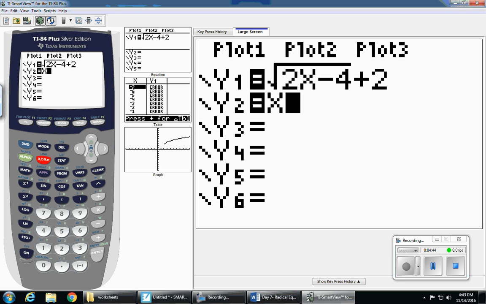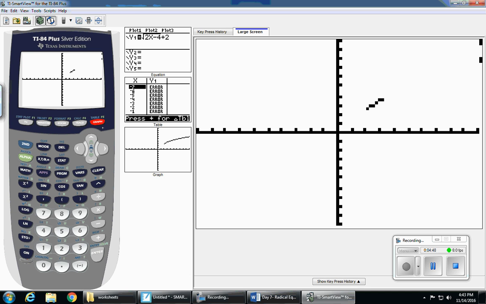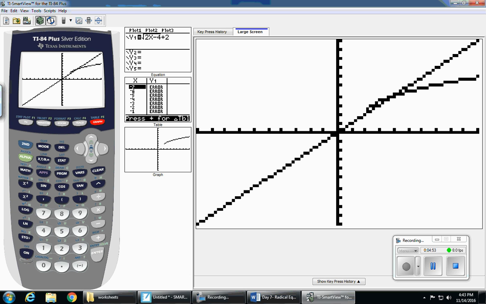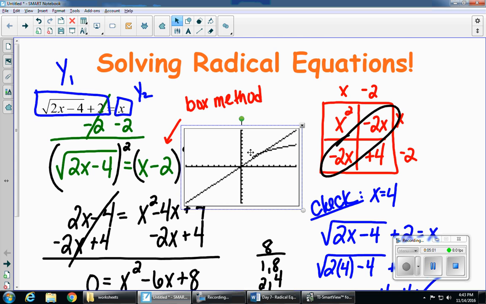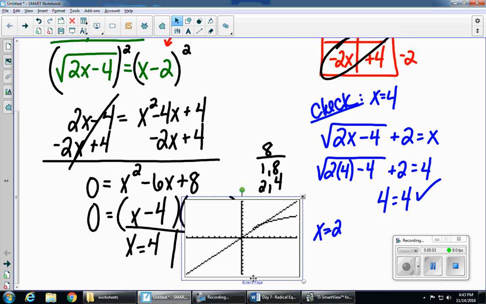So those are your two equations. So now I'm going to go to my graph first. And we're going to take a look at our graph. And I'm actually going to take this graph and bring it onto our picture for us, so we can talk about it in a minute.